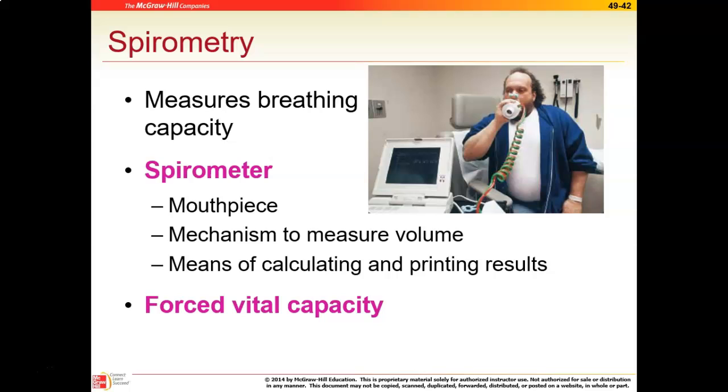When we're doing a spirometry, the lung volume that we're measuring is something called forced vital capacity. Vital capacity is the maximum air that you can inhale and exhale. In this particular case, you're doing a forced expiration, so we're trying to empty as much air as we possibly can. And so we're doing what's called a forced vital capacity, and you will see that acronym FVC. Okay, so that's what we're measuring with a spirometry.